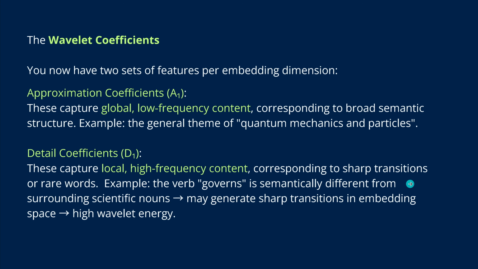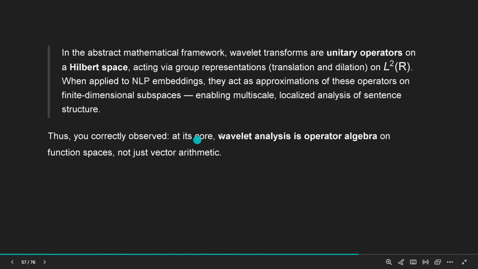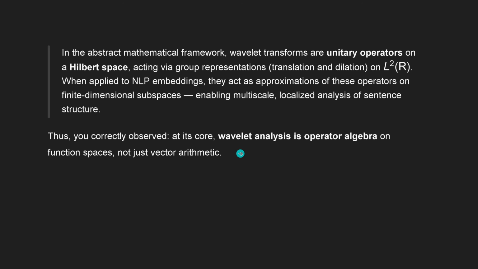You understand exactly how we start to build up representation for learning. Now, I talked to my AI systems, and here is a screenshot, because I was talking to it about the mathematical framework since I needed a little bit of a refresher. In the abstract mathematical framework, we talked about the wavelet transformation or unitary operators on Hilbert space acting via a group representation, the translation and the dilation on the Hilbert space. When applied to embeddings, they act as approximations of these operators on finite dimensional subspaces.